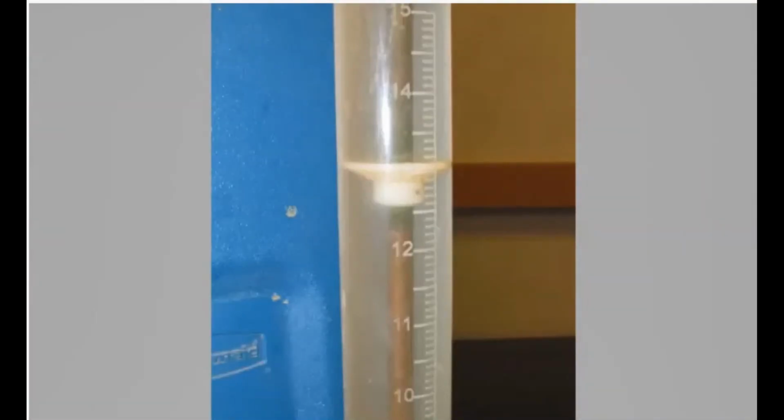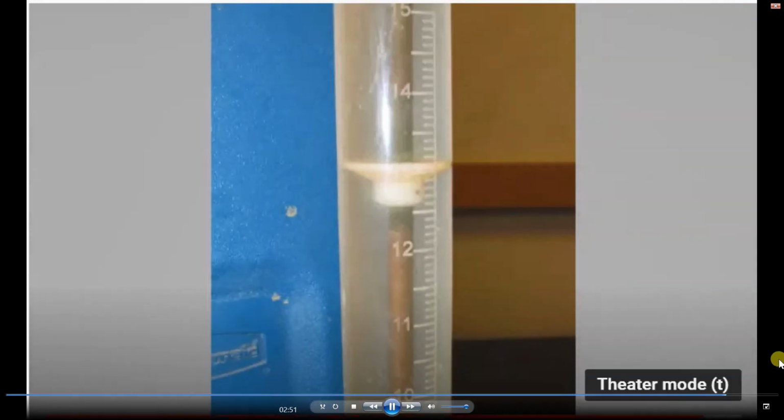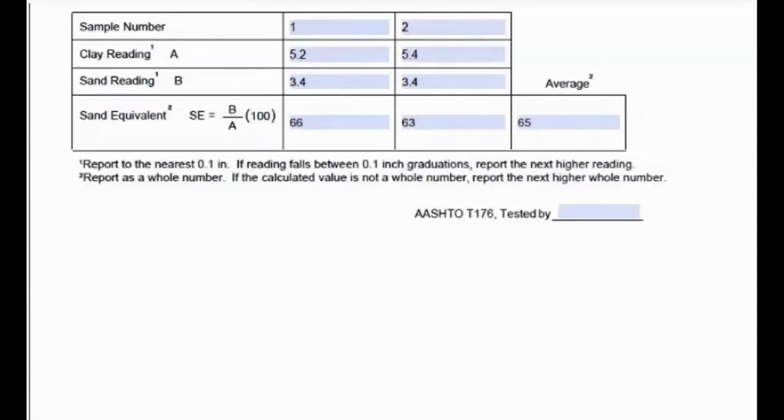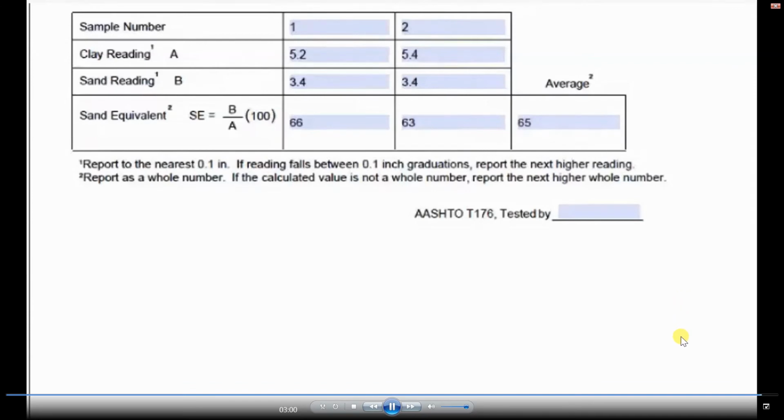Take the sand reading. Again, if the reading is in between two marks, round up to the next higher number and then subtract 10. 10 is the distance between the bottom of the weighted foot and the reading indicator. Repeat the process on the second sample. When completing the sand equivalent test calculations, round the results of each test to the next higher whole number.